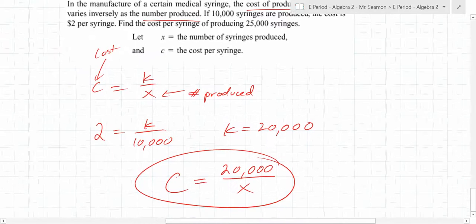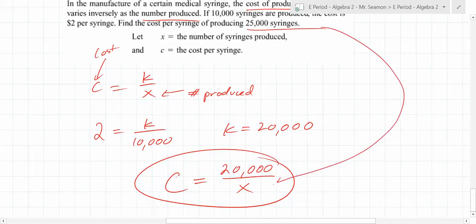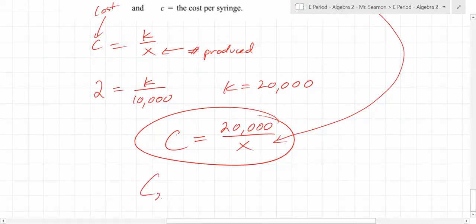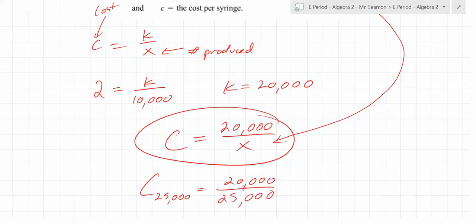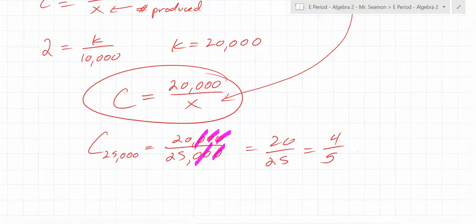Now it says find the cost of producing 25,000 syringes. Where do we plug in 25,000? We take this 25,000 and we plug it in for x. So the cost of producing 25,000 syringes is equal to 20,000 over 25,000. Can you cancel some zeros there? Yeah, that goes away, right? And what are you left with? 20 over 25, which is 4 over 5, which is how much?